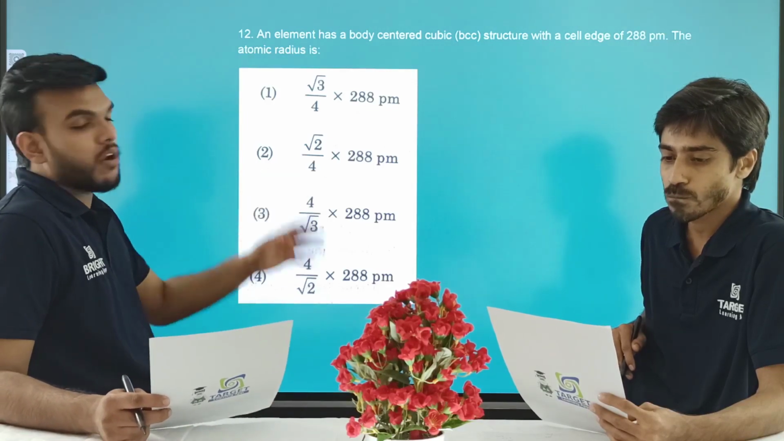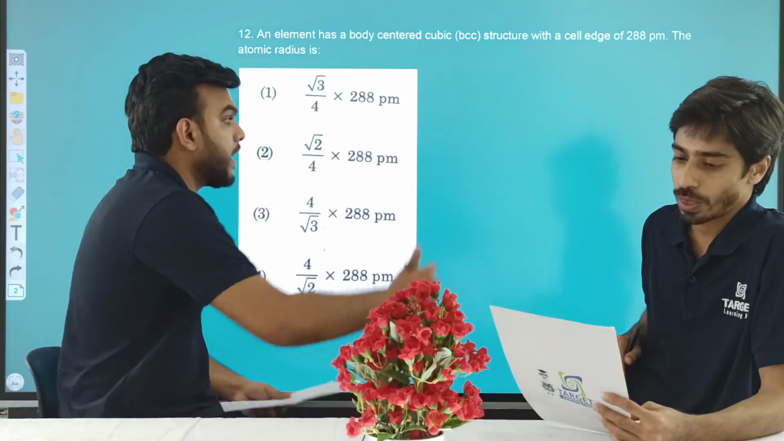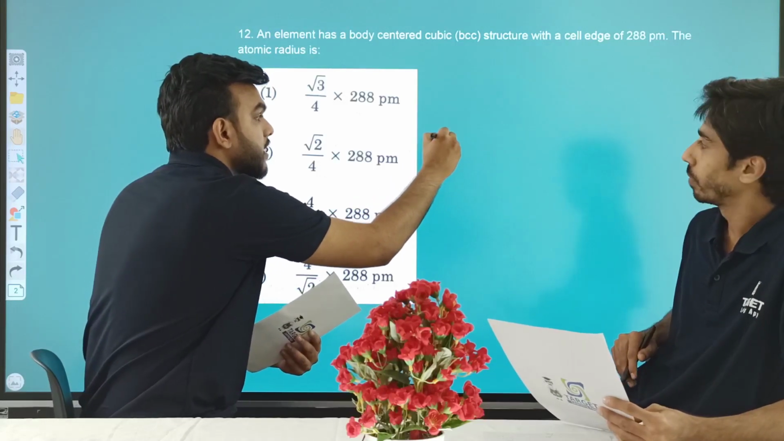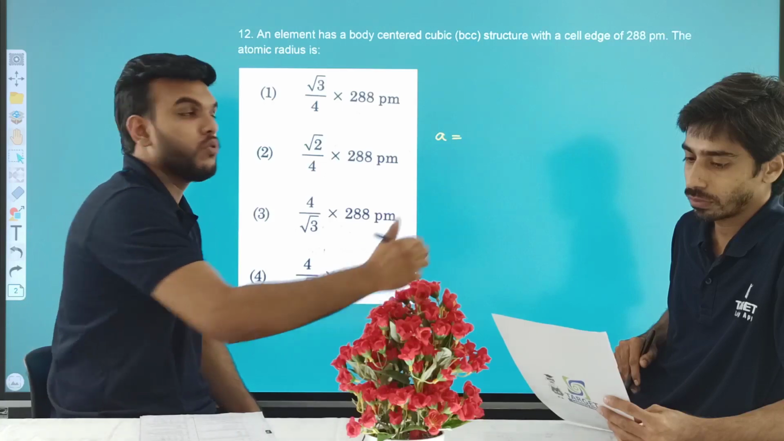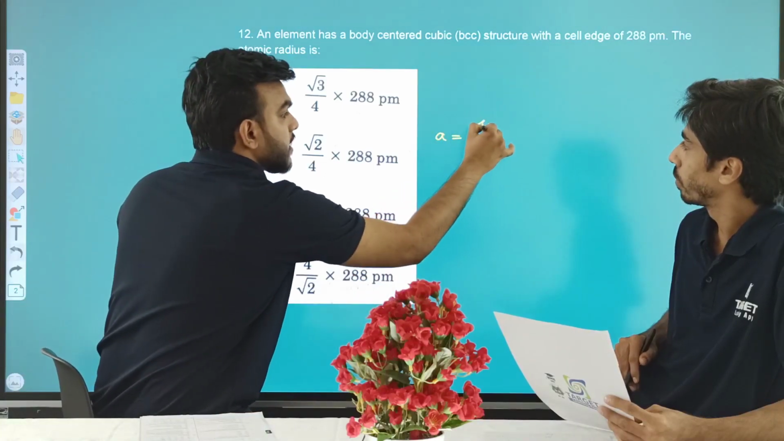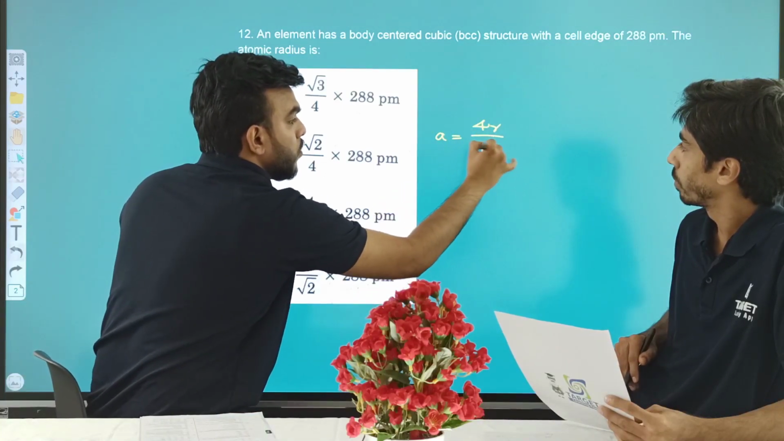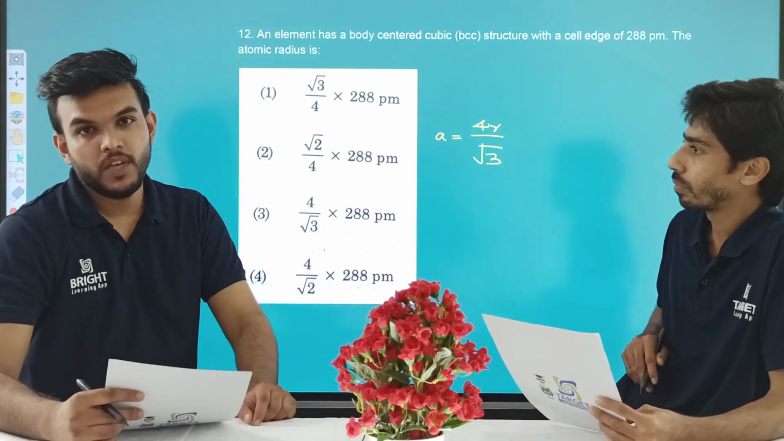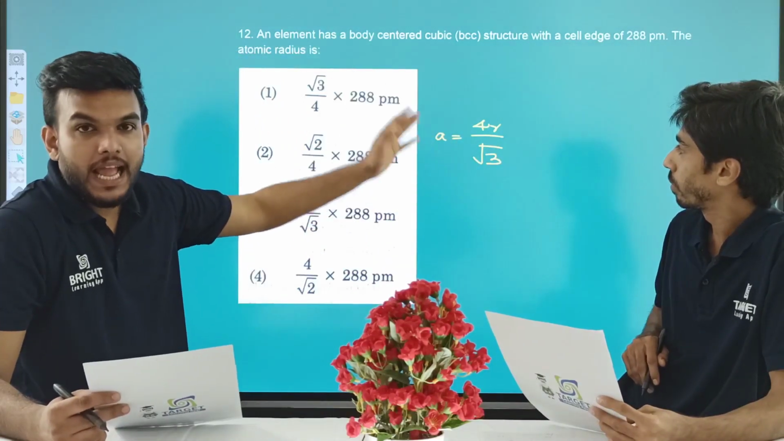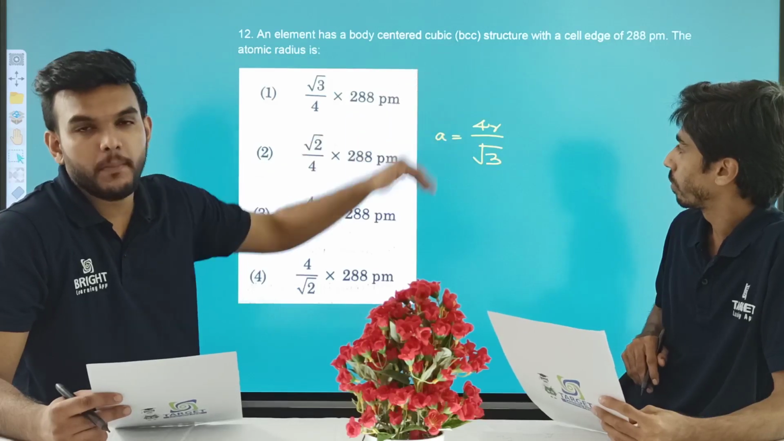Based on the concept of edge length, we know that the edge length a is equal to 4r by root 3. This is the method to find the edge length. Edge length a is equal to 4r by root 3.